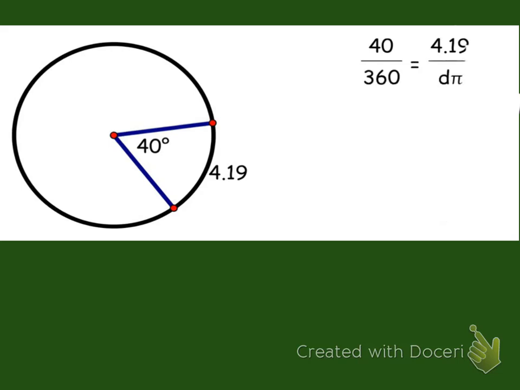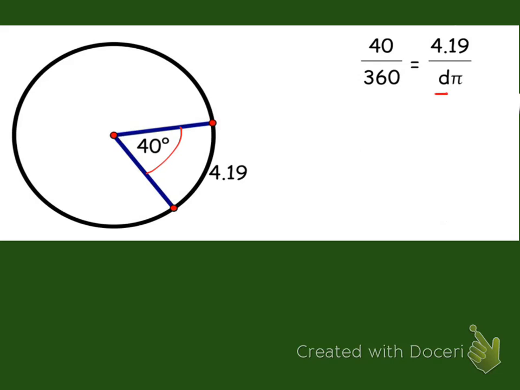So if we go over here to this problem, we would set it up like this right here. It's giving us 40 degrees as our arc measure, right? And that's because our central angle here is 40 degrees out of 360 degrees is equal to, now in this case, this problem is giving us the arc length, which is 4.19, and we need to find the diameter, or we can find the radius. Obviously we know what pi is.